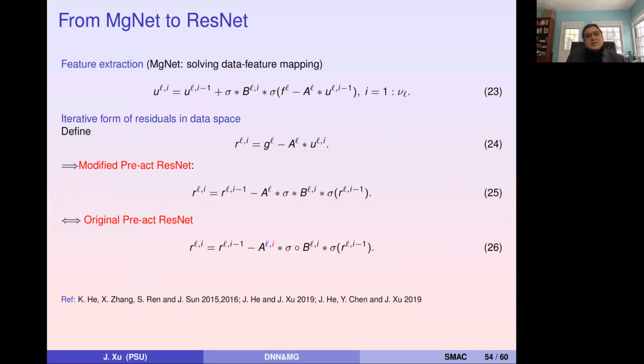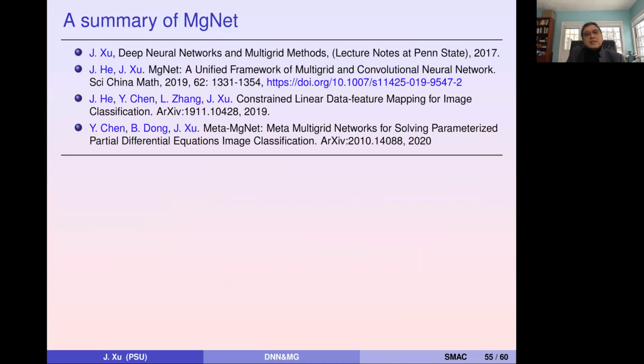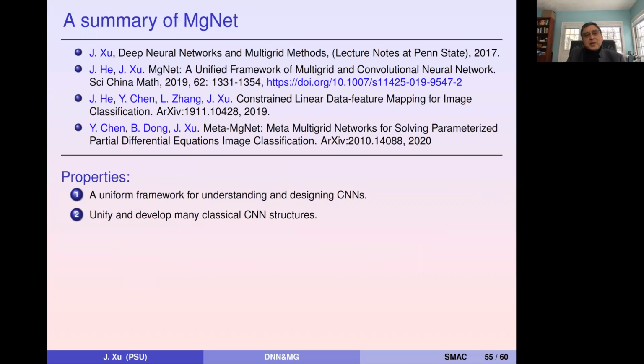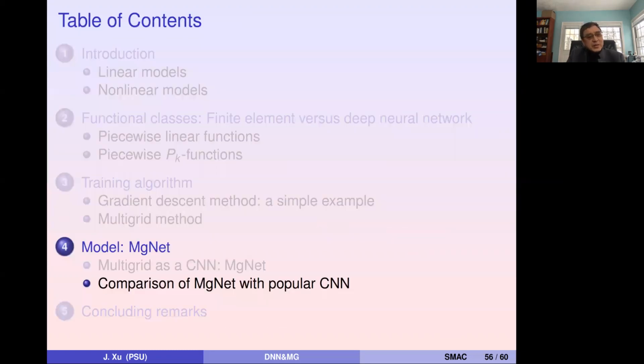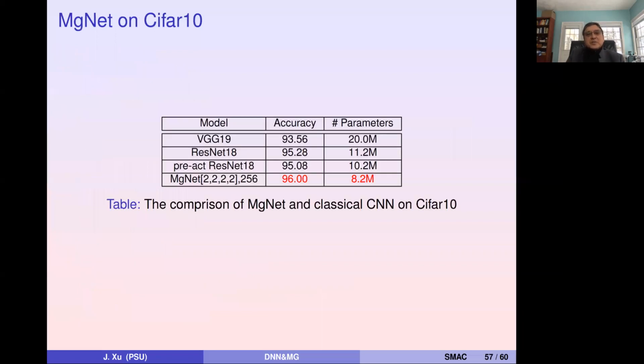As I can see from my MGNet, I could extract the pre-activation ResNet, as they call it, out of it. It's very closely related, and I wrote a few papers on these things. I'm running out of time. I just want to mention how this one performs.